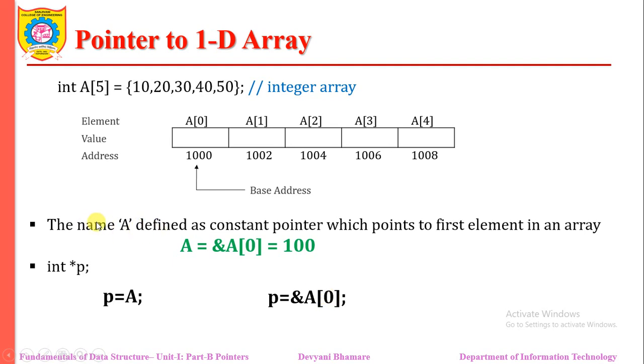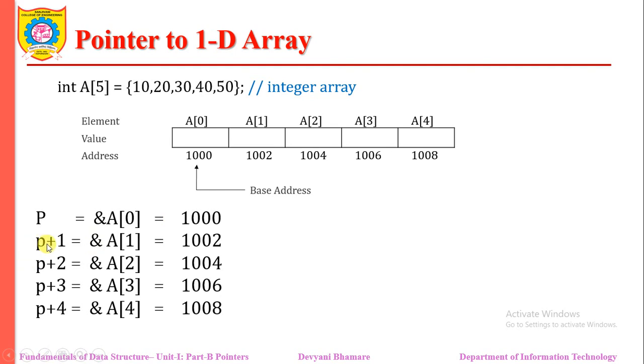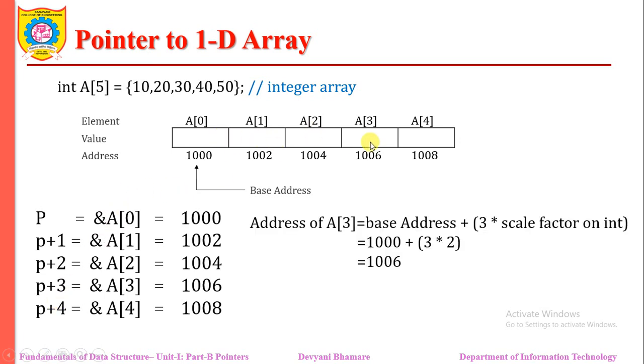So that's why we are saying that the address of a, or the address of a[0], is equal to 1000. So when we say p points to that first element, that means p equals address of a[0], that means 1000. When p + 1, it points to the address of a[1], which starts at location 1002. So this indicates that if p is added with some integer, then it will point to that specific location.